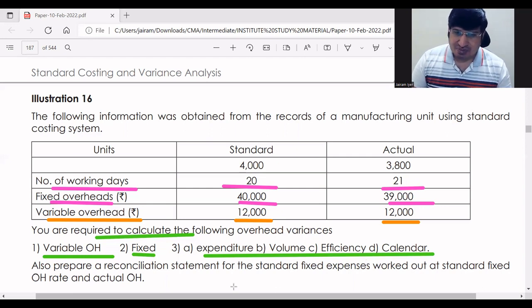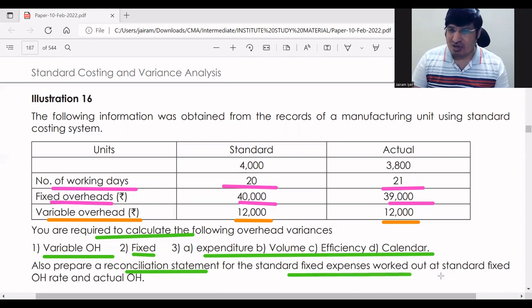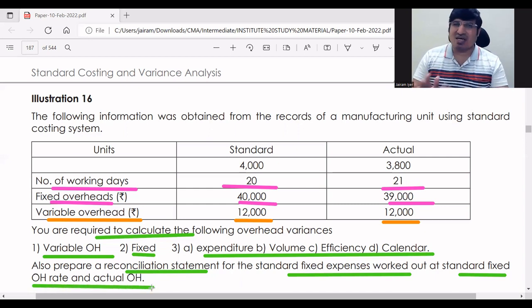Okay, the last part says: prepare reconciliation statement for standard fixed expenses worked out at standard fixed overhead rate and actual overhead rate. So that reconciliation is made automatically. Once you get the answers, you will already know the difference between the two, that is nothing but the reconciliation statement. Okay, so we'll see that at the end.